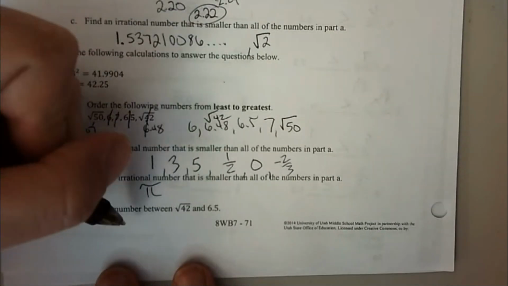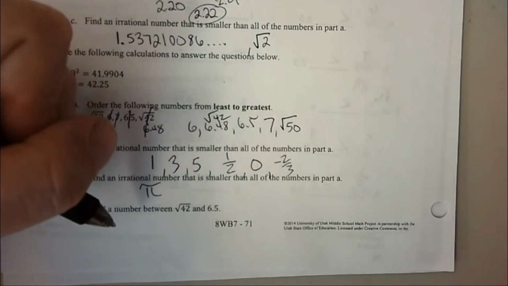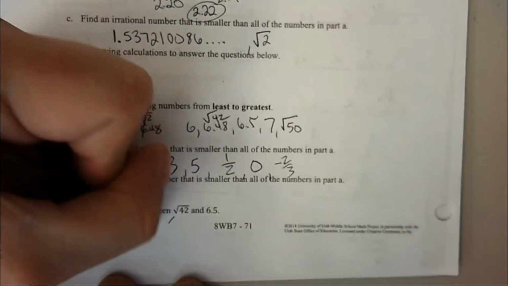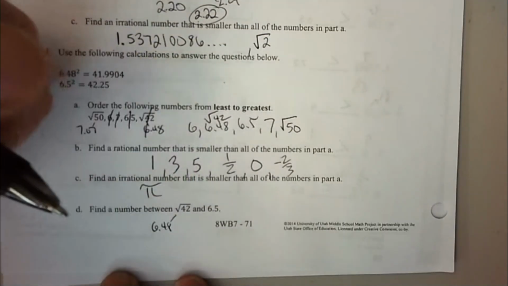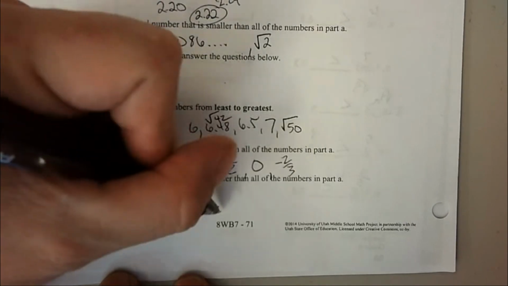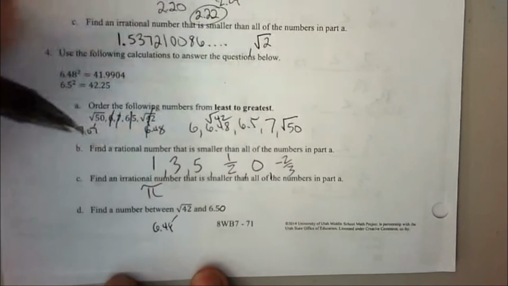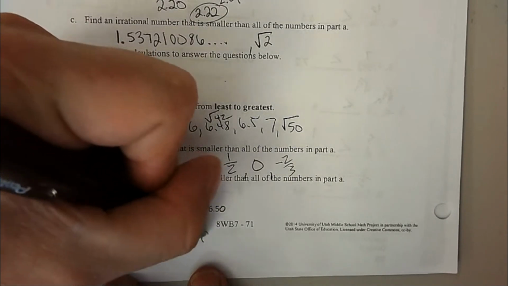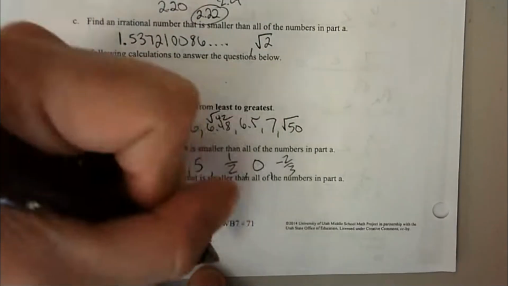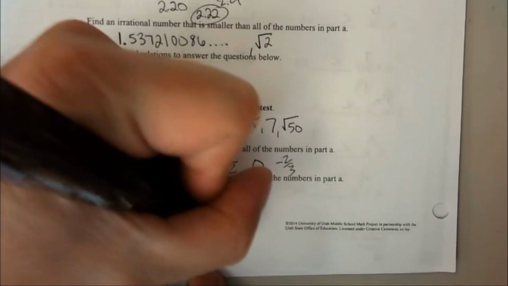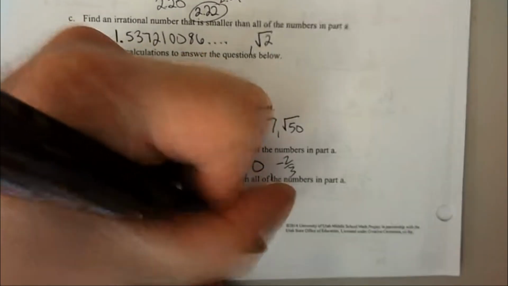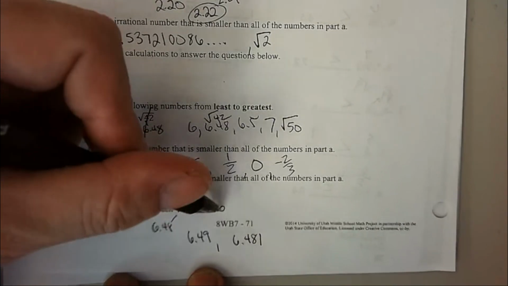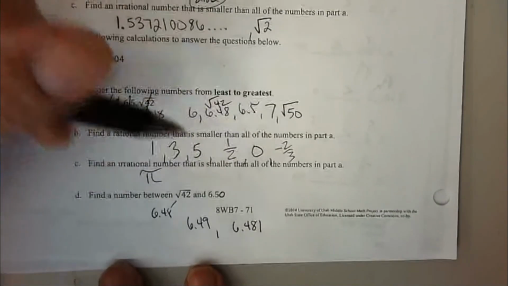Okay, find a number between the square root of 42 and 6.5. So if I consult my chart, the square root of 42 is about 6.48, and then 6.5, that's like $6.50. So right between that, we've got $6.49. You could also say, well, I'm going to do 6.48 and a 1. So just a little bit more than 6.48, but it's less than 6.5. Okay, so that would work as well.